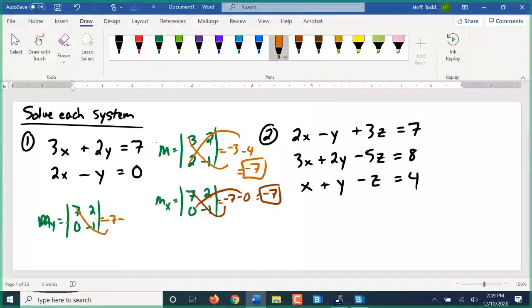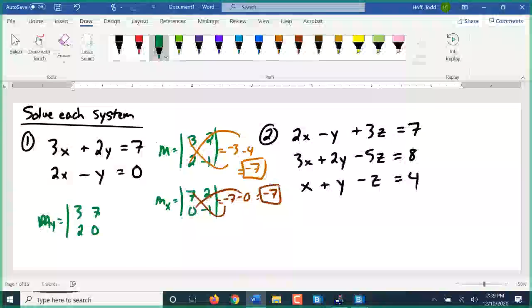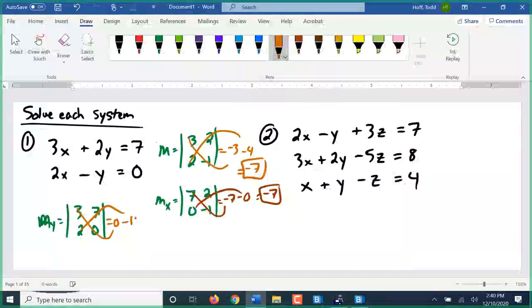Minus, oops, sorry. Let me try that again. I got that backwards. For the Y matrix, we got 3, 2, 7, 0. That looks better. Giving us 0 minus 2 times 7 is 14, is negative 14.